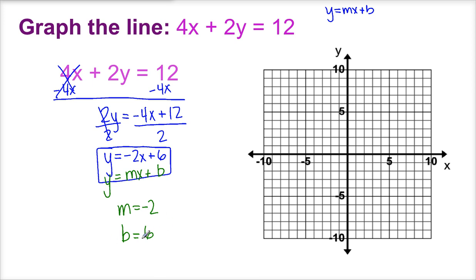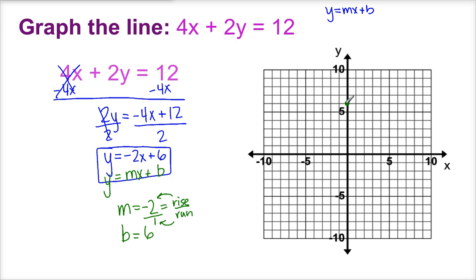So start with the y-intercept. This is where the line crosses the y-axis, so it crosses at 6. And then we'll use the slope to find the second point. Remember, the slope is the same thing as the rise over the run. And rise over run is a fraction, negative 2 is not. So in order to make negative 2 a fraction, we just write it over 1. It doesn't change the value, it just makes it look like a fraction. So negative 2 is the rise and the run is 1.